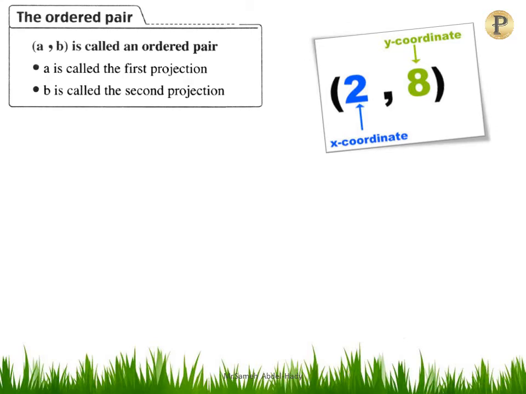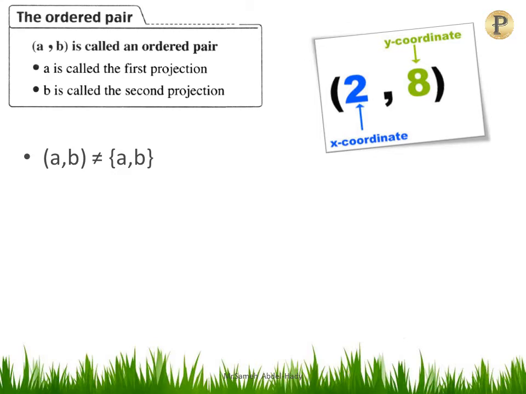My definition, the ordered pair A and B is called an ordered pair. A is called the first projection and B is called the second projection. As you see in this ordered pair 2 and 8, I can say 2 is x coordinate and 8 is y coordinate. So we notice that the word coordinate is the same as projection. So coordinate here equals projection. I can say either one. Alright.